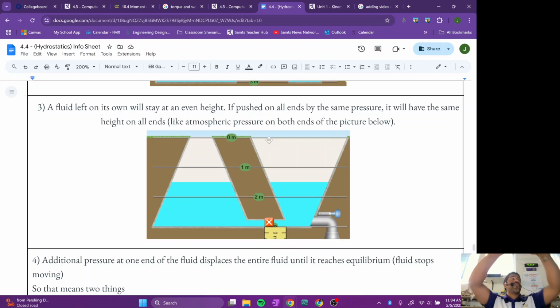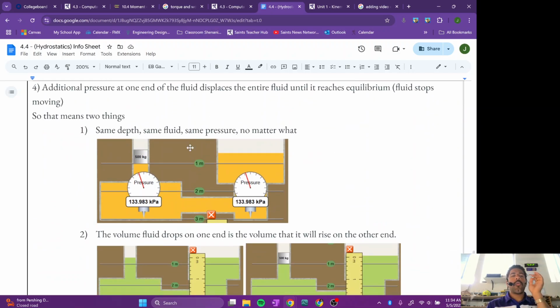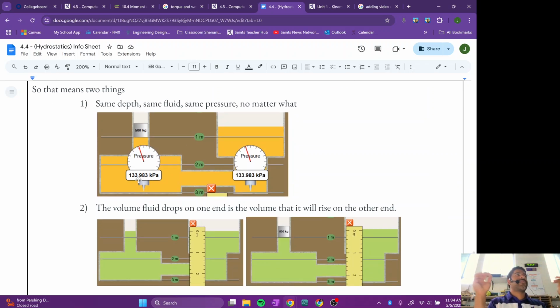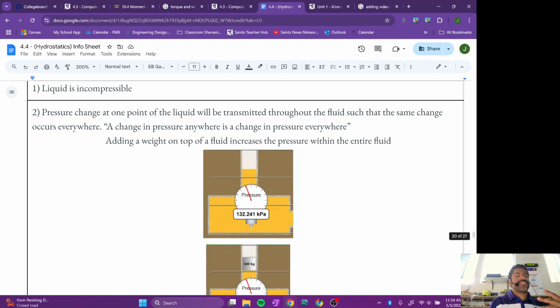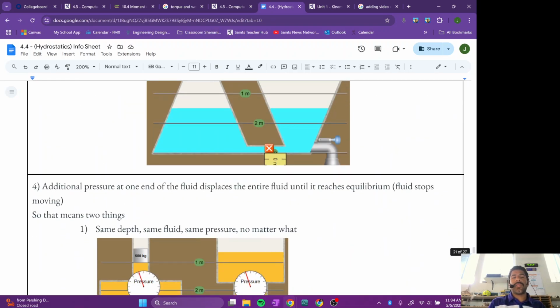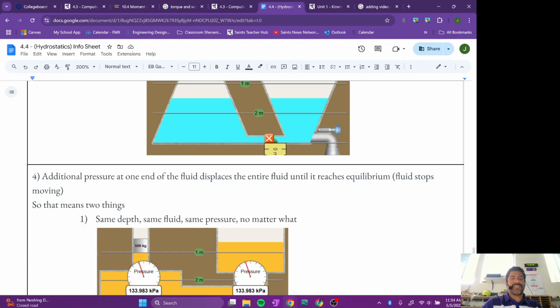Third is that when a fluid is left on its own, when it comes to having two openings, it's going to have the same height. And then when you add an external pressure, the pressure is going to be the same everywhere at the same height for the same liquid. And the volume that gets changed will come up on the other side. Okay. So we have two different situations. One where we have a perfectly enclosed liquid, and then one where we have liquid that has two ends, two different surfaces.